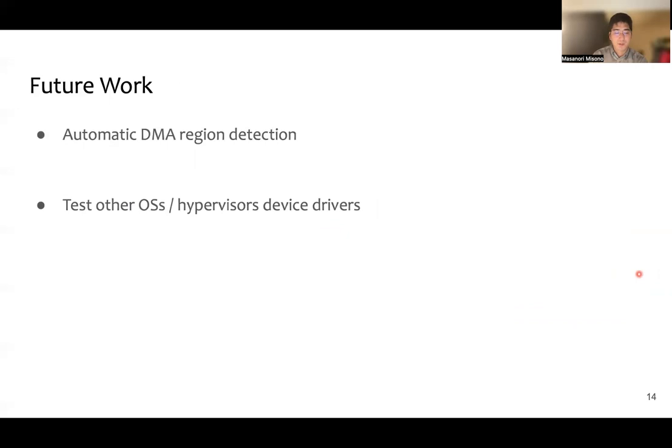As for future work, one of the main challenges is automatic generation of DMA region detection code. One possible approach is observing device drivers' behavior in the hypervisor and detecting its DMA region. Our method is OS independent. Therefore, we also think about applying our method to other OSs and hypervisor device drivers.